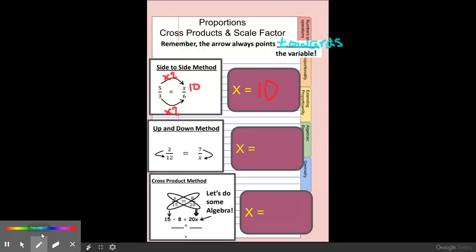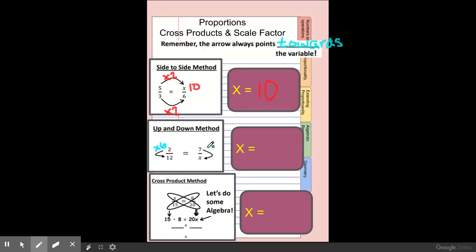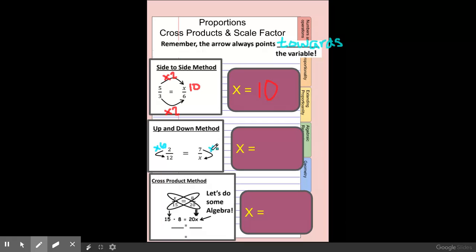Okay. The next way we can do it is we can find the relationship within our proportion. So we can go top to bottom or bottom to top, either way. So here we have a relationship between 2 and 12. So 2 times 6 is 12, and 7 times 6 is going to give us our x, and 7 times 6 is 42. So x is equal to 42.